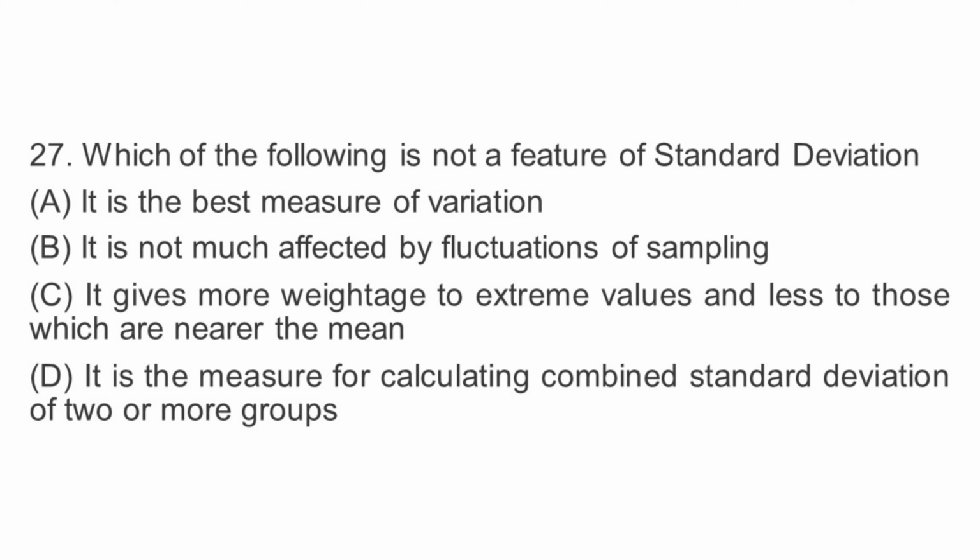Next question, which of the following is not a feature of standard deviation? Option A, it is the best measure of variation. Option B, it is not much affected by fluctuations of sampling. Option C, it gives more weightage to extreme values and less to those which are nearer the mean. Option D, it is the measure for calculating combined standard deviation of two or more groups. Right answer from the options is option C.